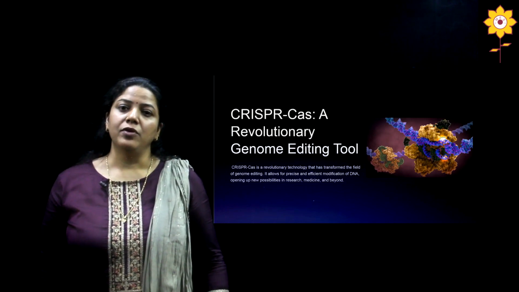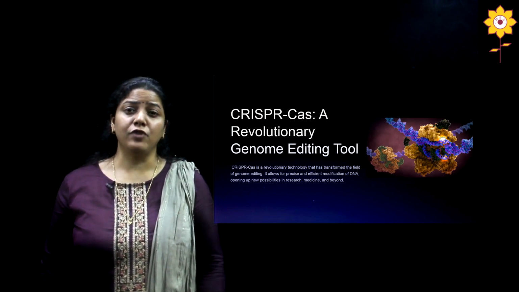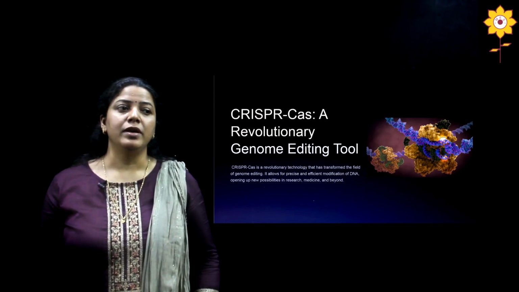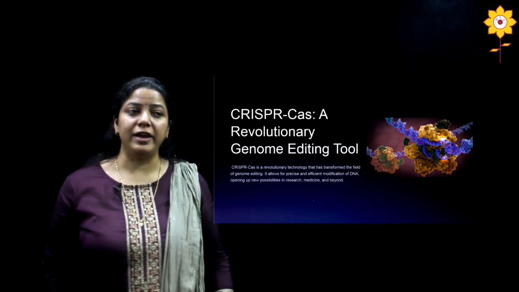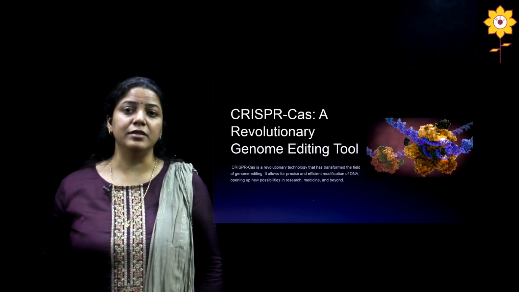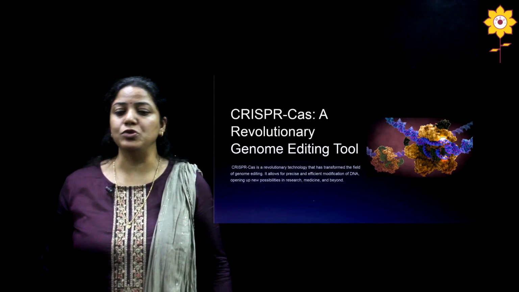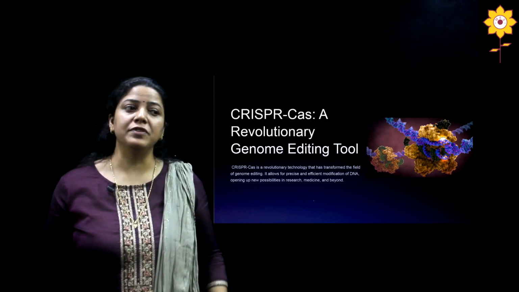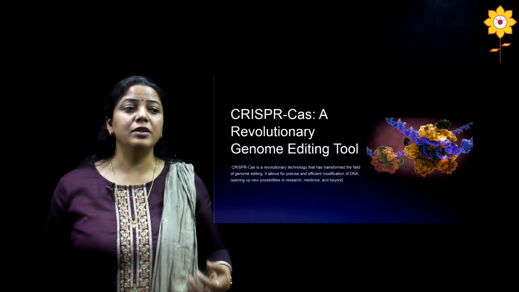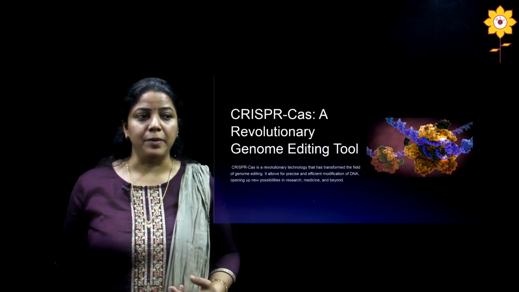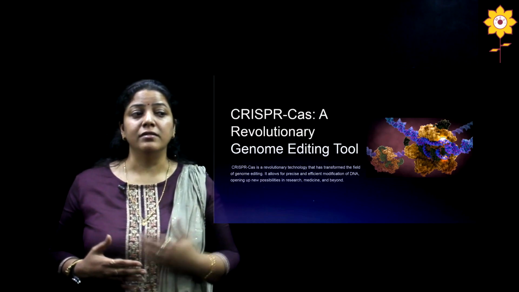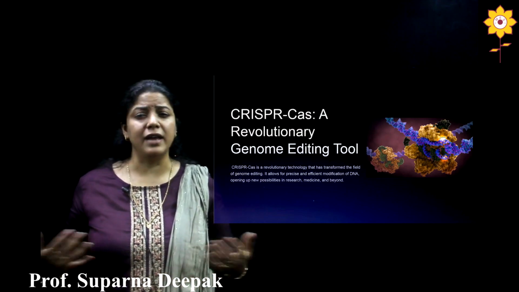So now we are going to have the last lecture for the genome editing series of lectures. The most revolutionary genome editing tool, that is the CRISPR Cas system, that we have already learned in the previous lecture, how it is used in nature. In this lecture we will see how it can be exactly used in the cells for the modification of the DNA. And that definitely opens up a lot of possibilities in research, medicine, environment, and beyond.